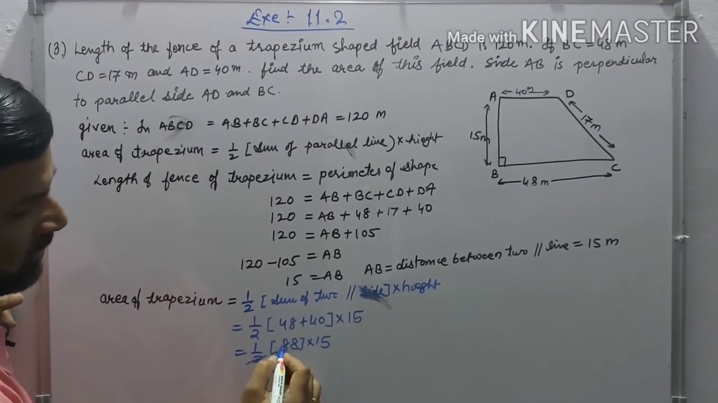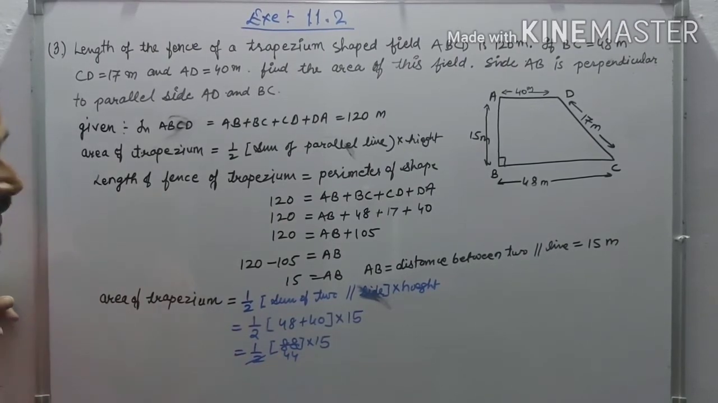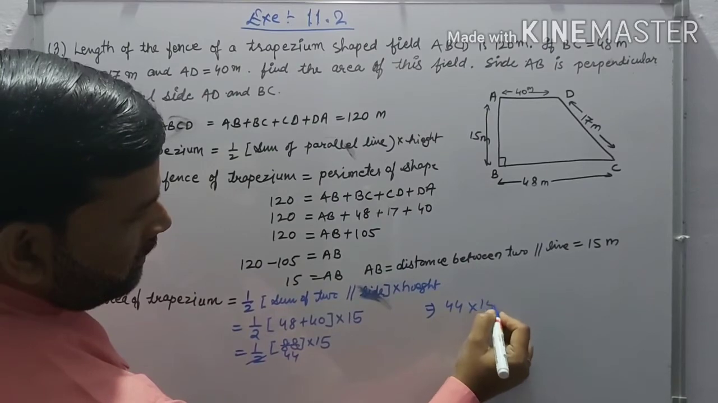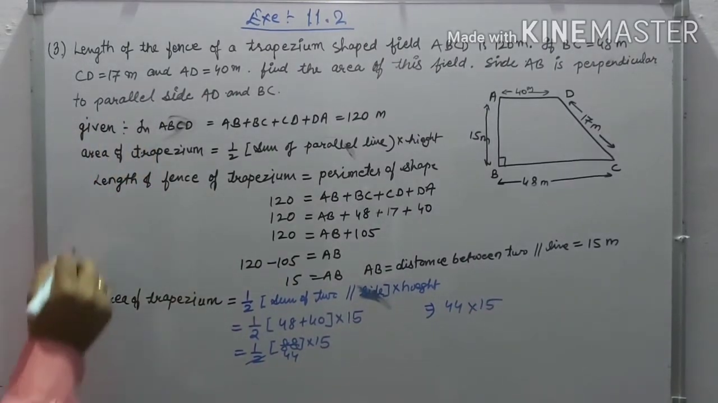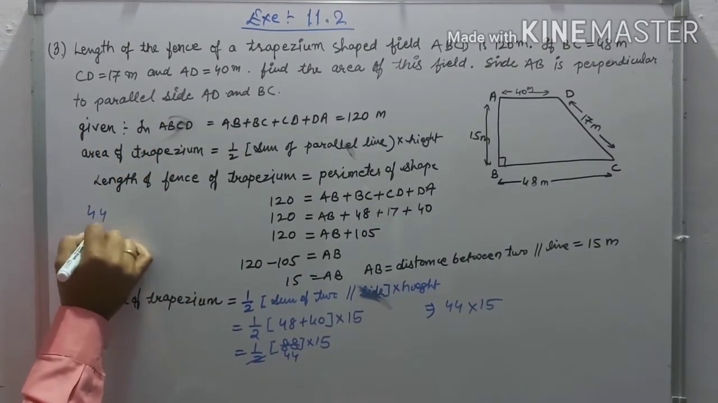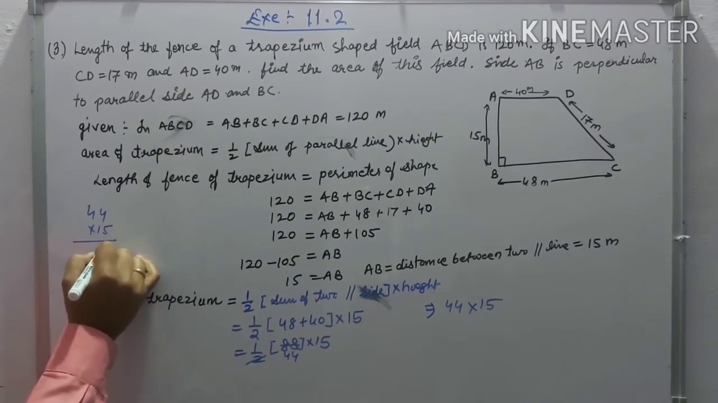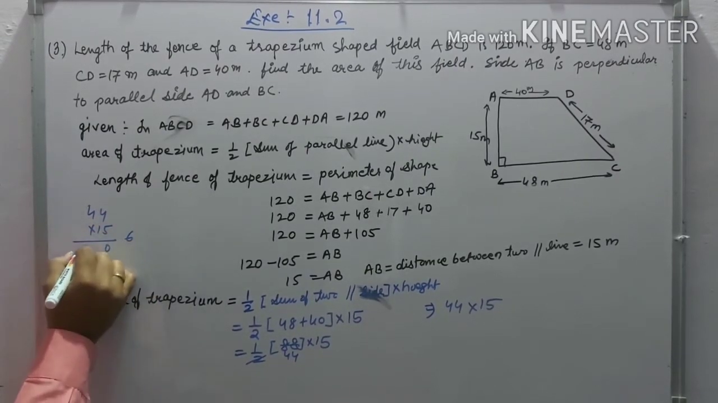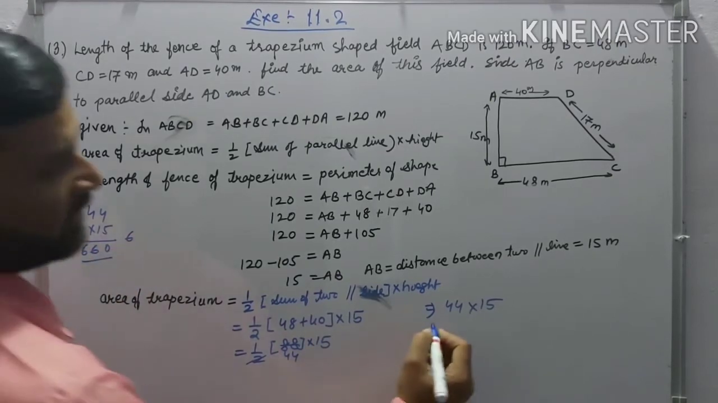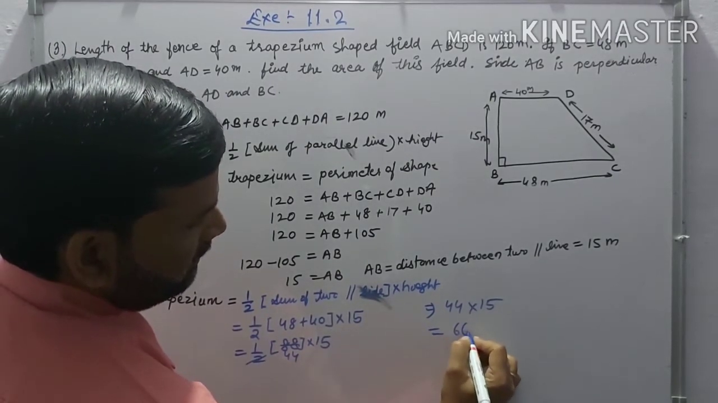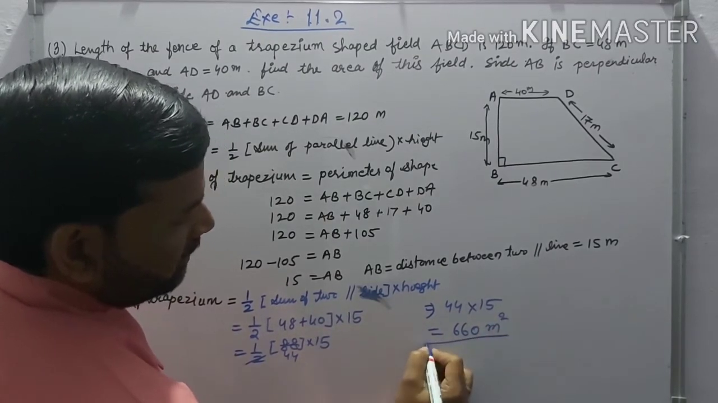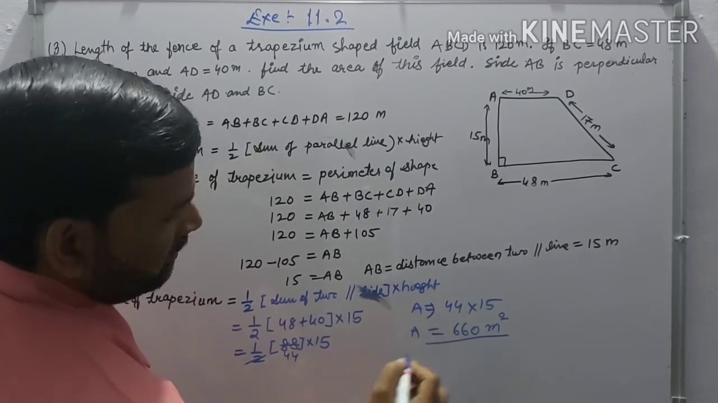Now cancel: 2 ones are 2, 2 fours are 8, so we write 44 times 15. 15 times 4 is 60, 6 carry. 60 and 6 is 66. So the answer is the area is 660 meter square. That is the area of the trapezium.